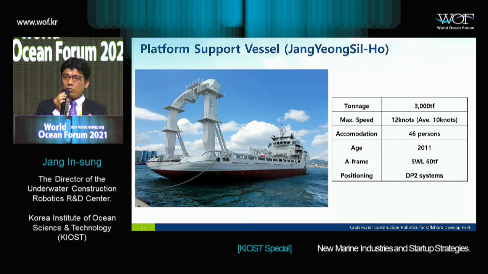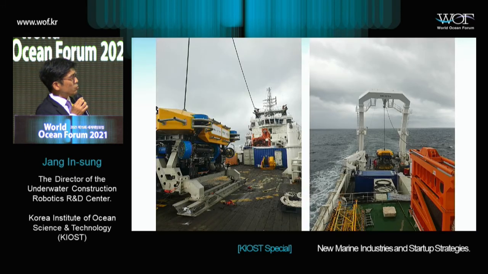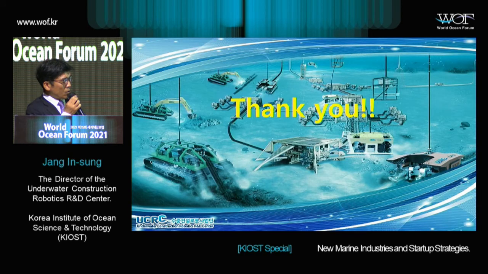Especially the DP2 system is required to overcome the wave height, and the A-frame is also important. This vessel has an A-frame of 60 ton. To borrow this kind of vessel is very costly. It will take about 60 million won, but as we develop this technology, the cost will be halved. Using URIT and URIL, we were able to carry out these kinds of operations on the vessel.